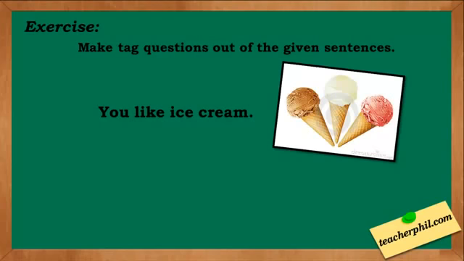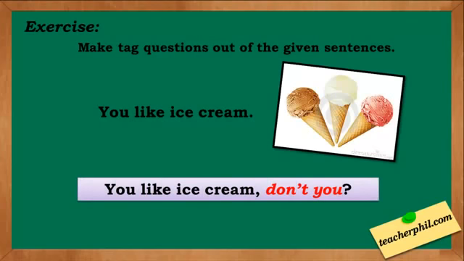The correct answer is, you like ice cream, don't you? We don't have an auxiliary verb here. We only have the main verb like. Therefore, we need to use the verb do since our subject is considered plural, you.